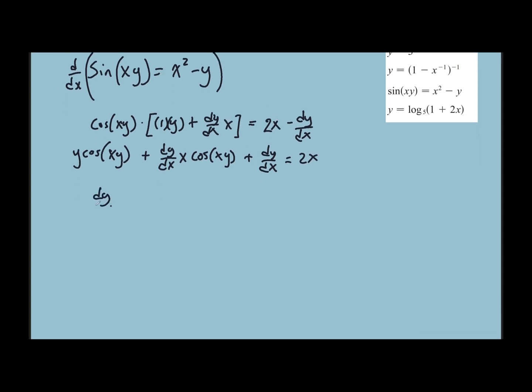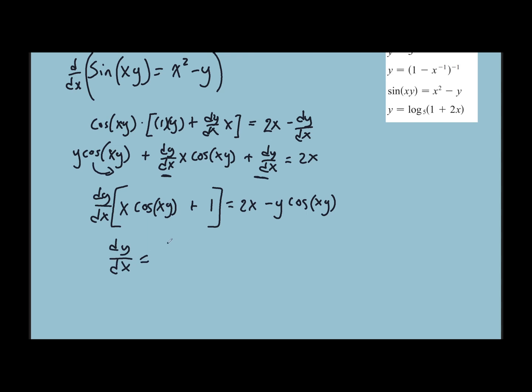So we would get dy dx times x cosine xy plus 1 equals 2x minus y cosine xy. Did a couple steps there, right? I factored these together and I moved this one over. Now we just divide. dy dx equals 2x minus y cosine of xy divided by x cosine xy plus 1. What do you think?